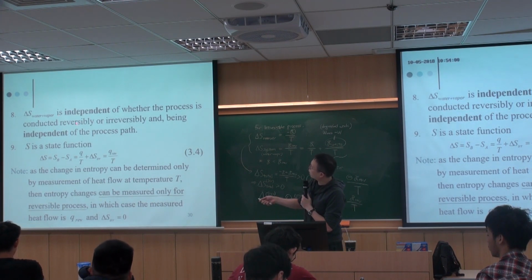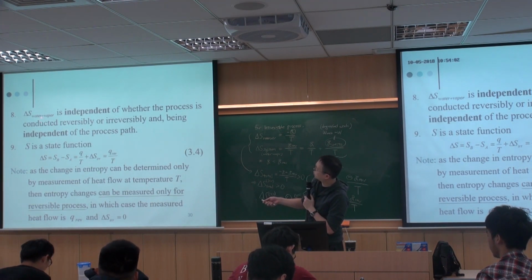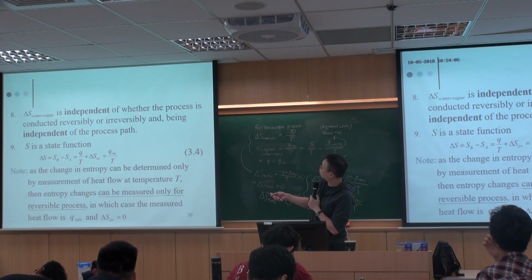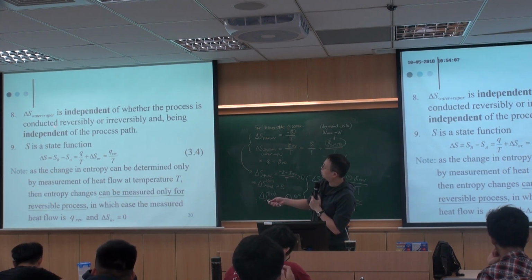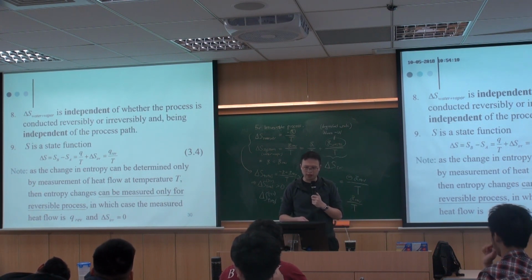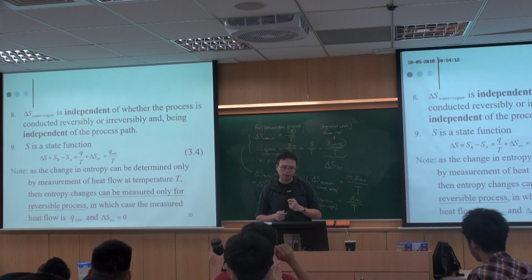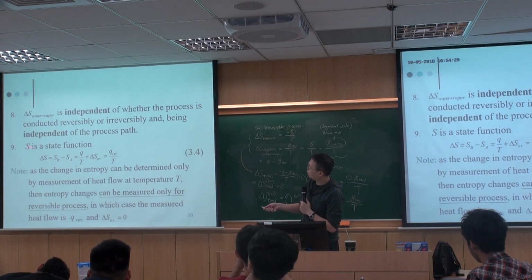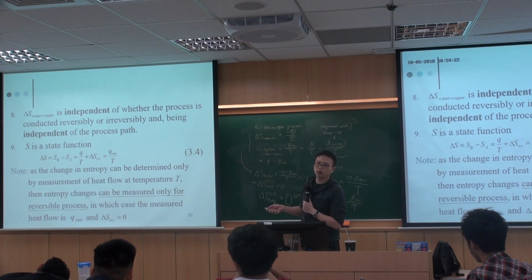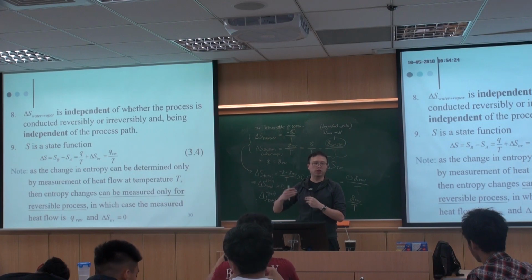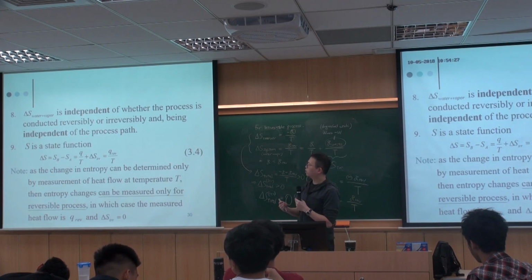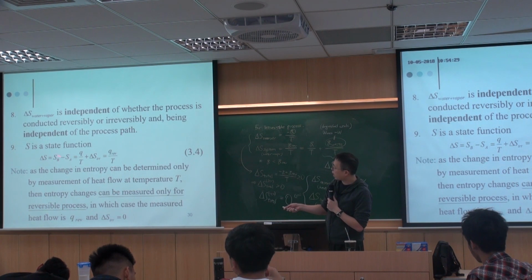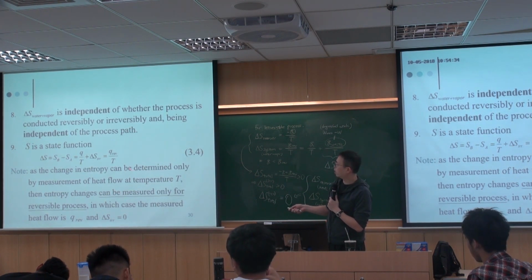So delta S system, or you can say delta S water plus vapor, is independent of whether the process is conducted reversibly or irreversibly, and also independent of the process path, which means that, although earlier I've already stated that entropy is actually a state function, it only depends on the initial and the final states. So it does not depend on the path. Therefore, delta S is only related to the reversible heat and the temperature.